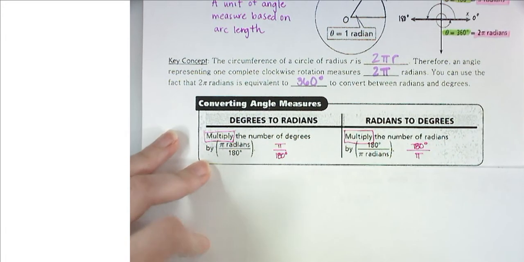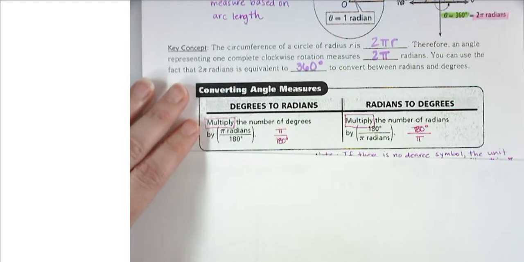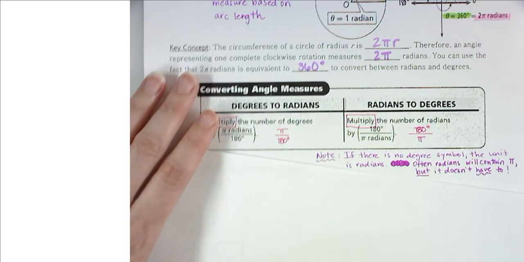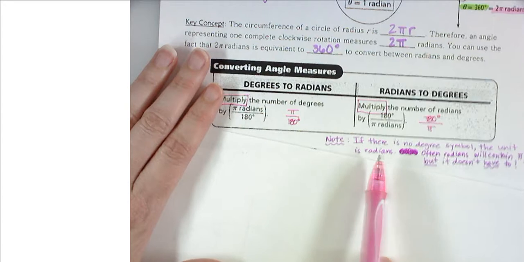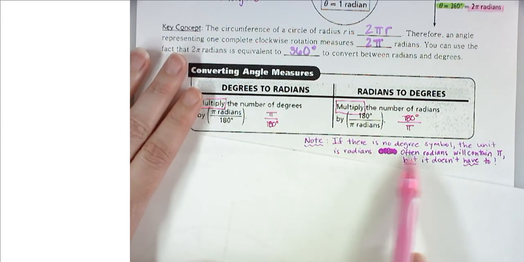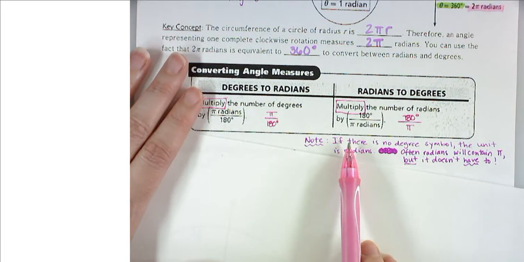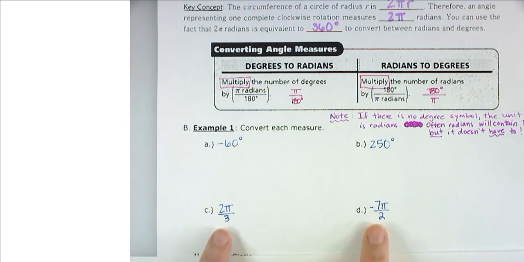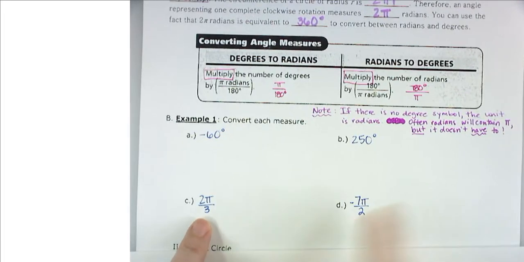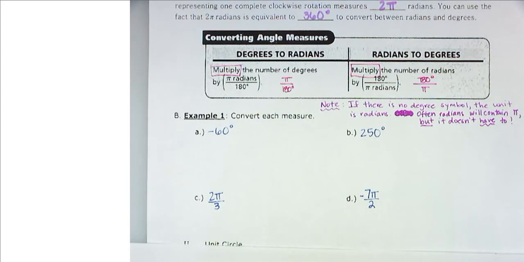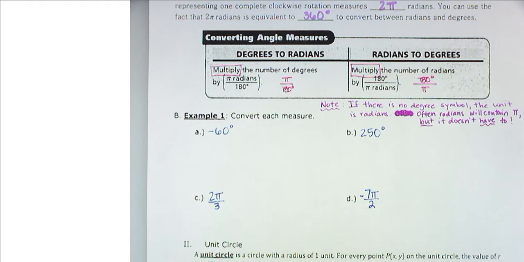Now, when you are converting, if there is a degree symbol, it means it's in degrees, but if there's no degree symbol, the unit is in radians. Most of the time, the radian is going to have pi with it, but it doesn't have to. That is something you'll study more next year in pre-calculus. If it doesn't contain pi, it would just be a decimal, like 3.14.